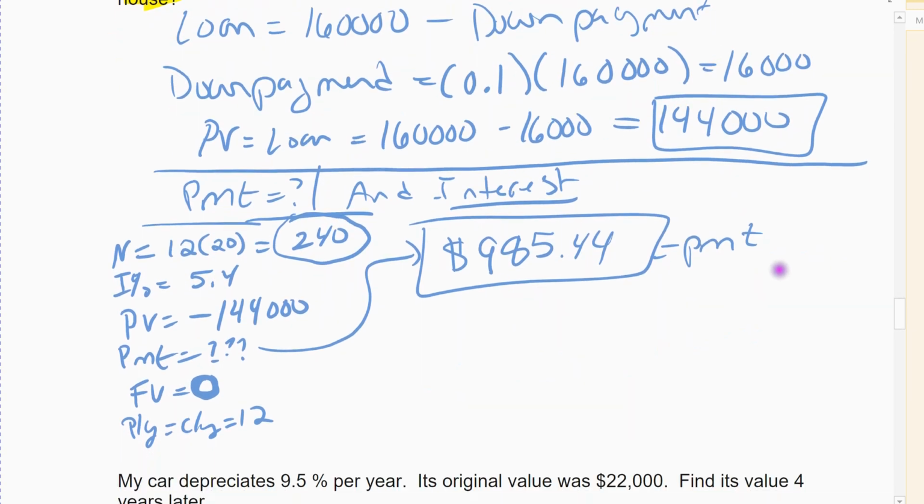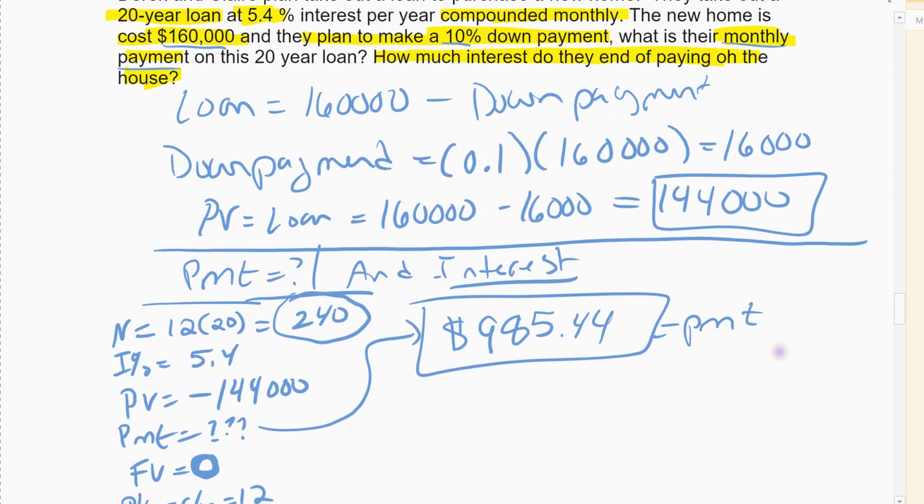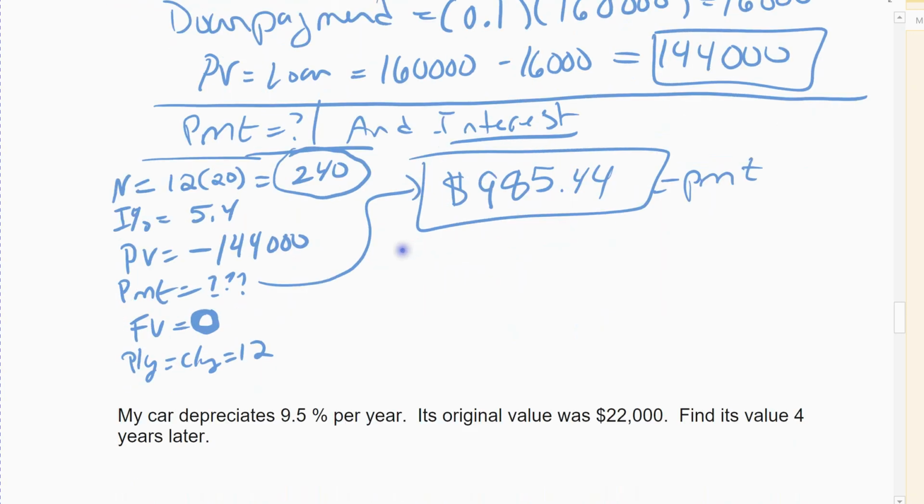And then the last question is, how much do they end up paying in interest on the house? How much interest? So the second question was interest. How much extra did they pay for the house? And so we're just figuring out interest, so it's only interest on the loan.